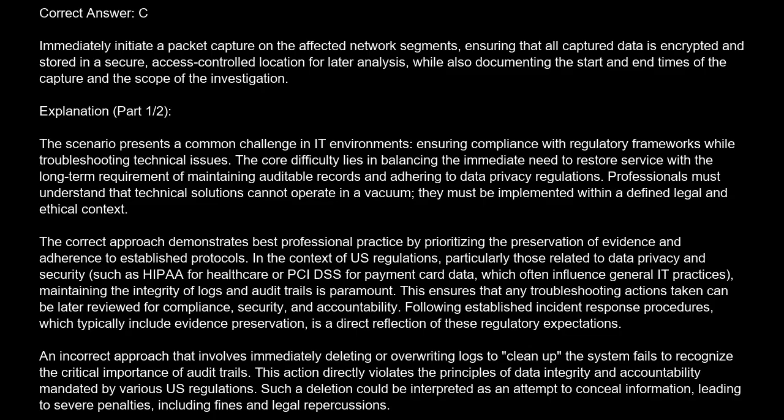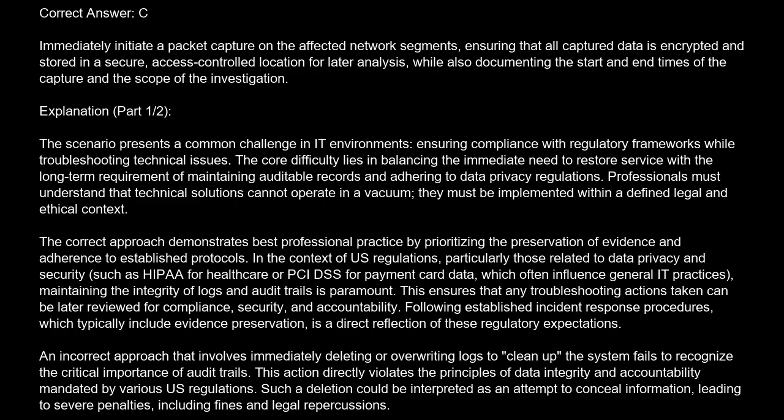The correct answer is C. Immediately initiate a packet capture on the affected network segments, ensuring that all captured data is encrypted and stored in a secure, access-controlled location for later analysis, while also documenting the start and end times of the capture and the scope of the investigation. Explanation.